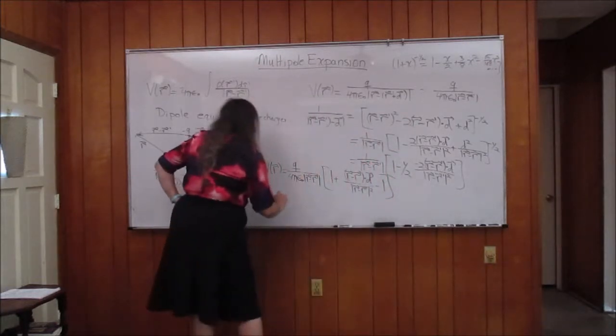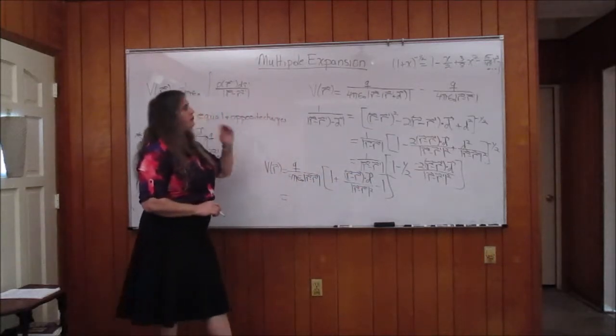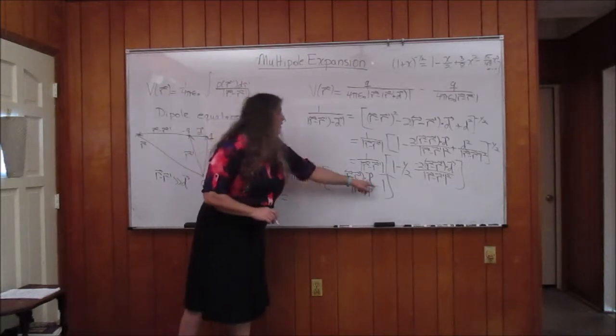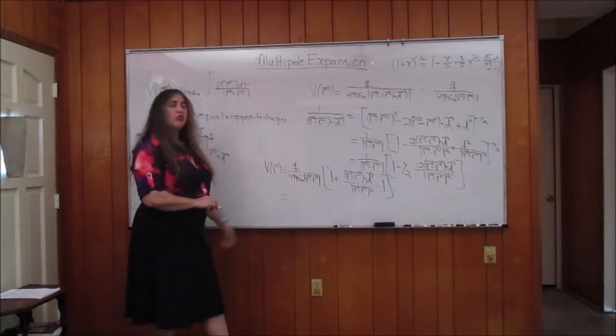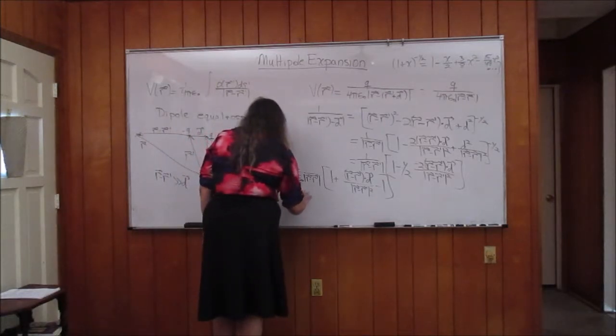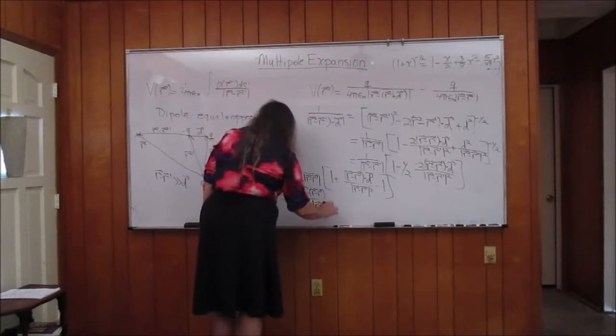So the first term in this approximation and the contribution from the charge minus q, both of those cancel out, and we'll be left with q d dot r minus r prime all over 4 pi epsilon naught r minus r prime cubed.